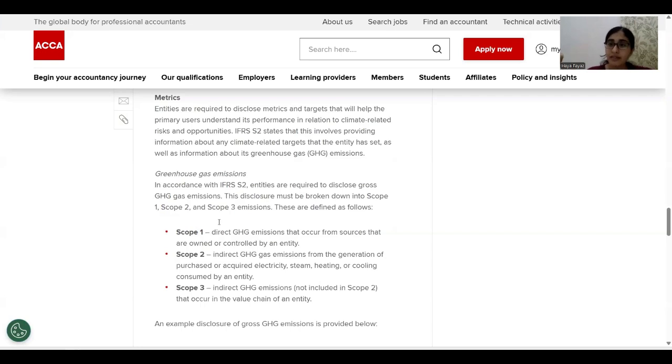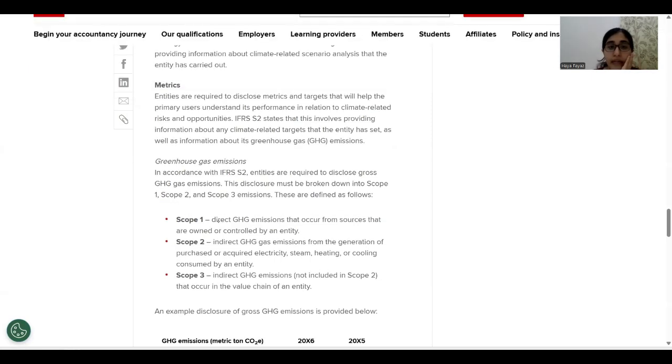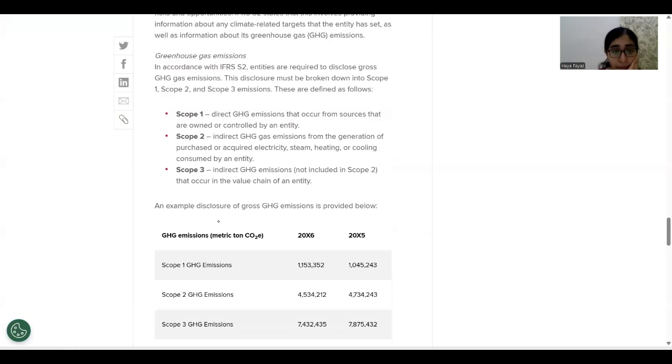If it is mentioned and still you're not doing it, then I don't know what you are doing, guys. Seriously. So entities are required to disclose metrics and targets that will help primary users understand its performance in relation to climate-related targets that an entity has set, as well as information about its greenhouse gas emissions. So any targets, how it is meeting them, what the progress towards them is, all of that.